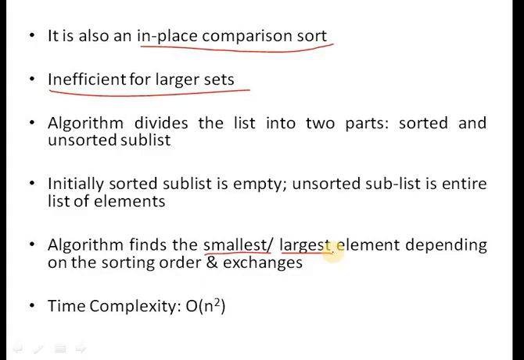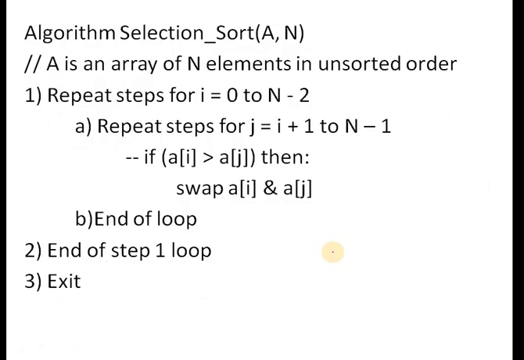The time complexity is the same as bubble sort and insertion sort. Here also the time complexity is order of n squared. It is a very simple algorithm, the selection sort algorithm. It takes two arguments like all other algorithms: A and n. A is an array of n elements in unsorted order.